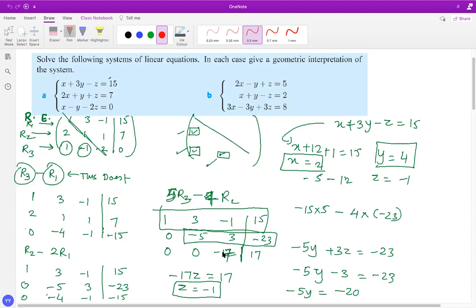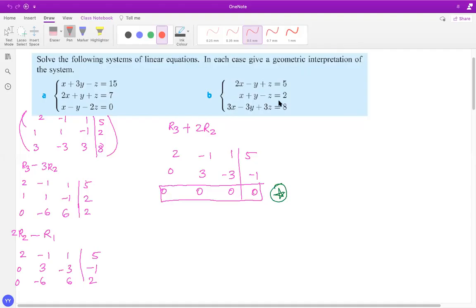In some cases, what we'll notice is, let us try the second one, from which we can take down some important conjectures. While taking the second example, we first reduce to row echelon form. We apply the operation R3 minus 3R2 in order to make this number 0, which is 3. That results in 0, negative 6, 6, and 2 in the last row.